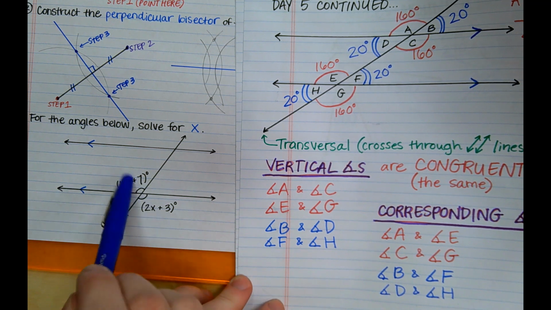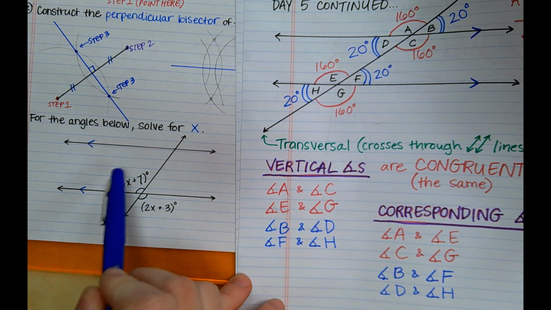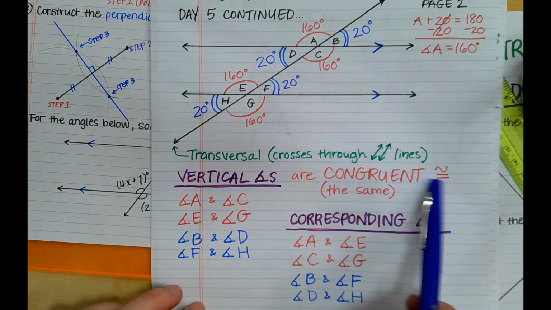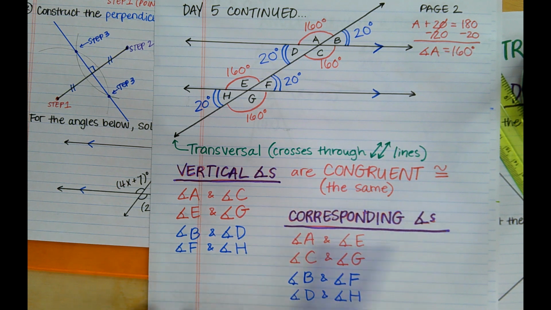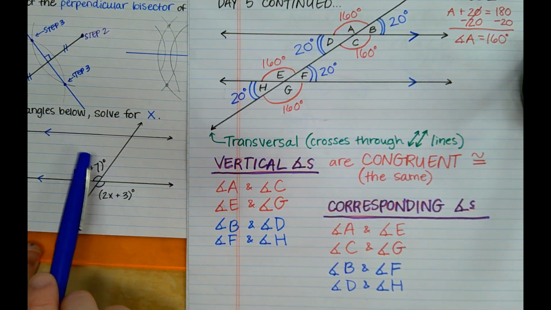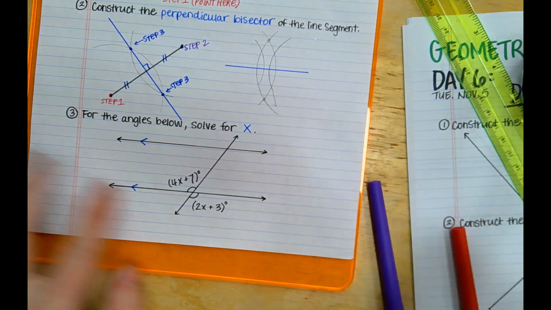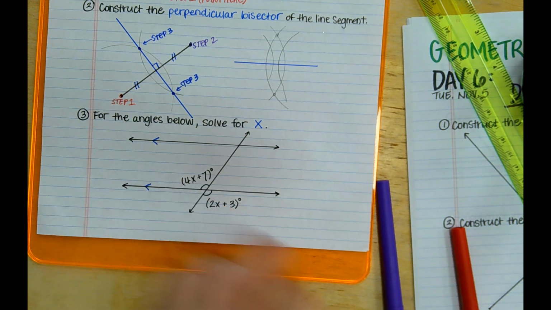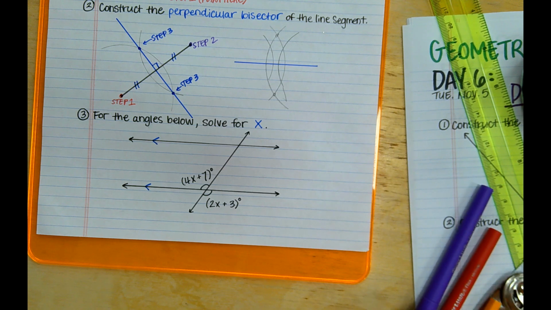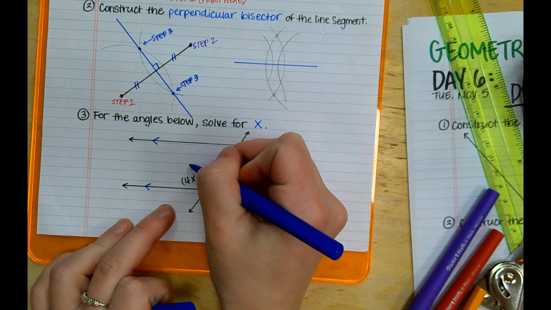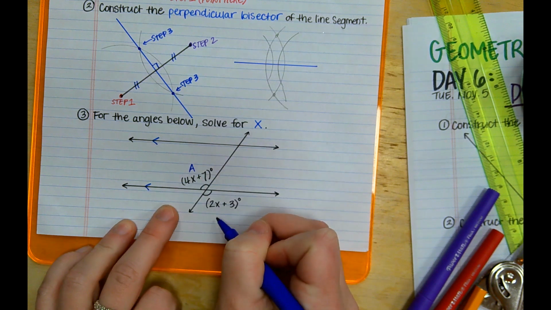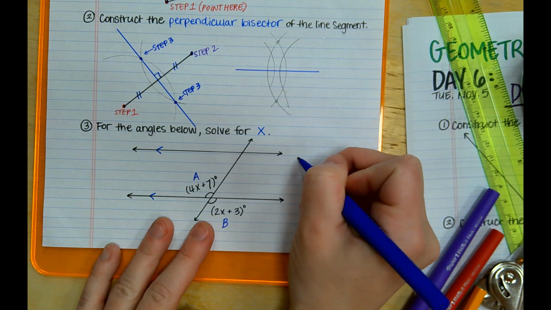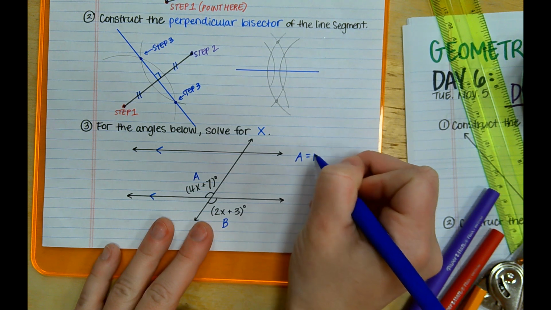So whenever we have angles that are across from each other, these are called vertical angles. And vertical angles are congruent, or they have the same measure. So I know that these two angles here, since they're right across from each other, are the same measure. So I know they're equal to each other. For example, let's say this was just called A and this was called B. I could write an equation that says A equals B.